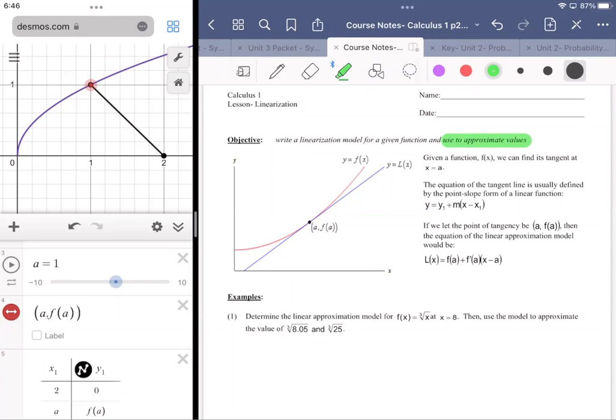Determine the linear approximation model for this function at x equals 8. That's all well and good. But after that, it says, then use the model to approximate the value of the cube root of 8.05 and the cube root of 25. The idea is that we can use derivatives to make approximations of functions, and those approximations could have meaning. And if they do, then we can use those approximations in lieu of the exact values.